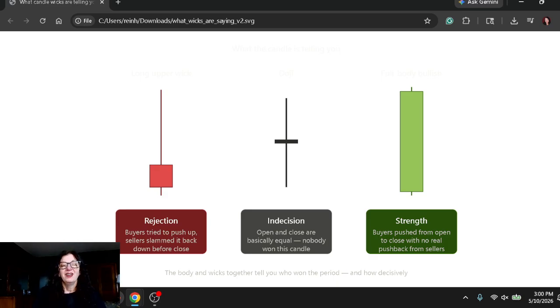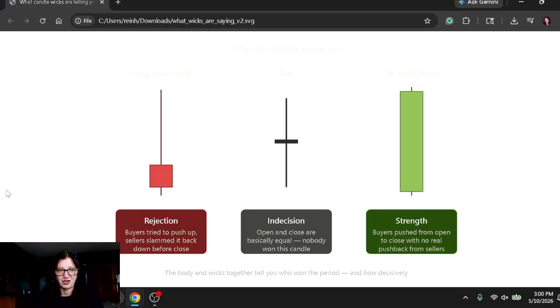The body and the wicks together tell a story. They tell a story of what happened within, for the sake of the video, let's say that we're talking about 1 minute candles. It tells you the story about everything that happened inside during that minute.